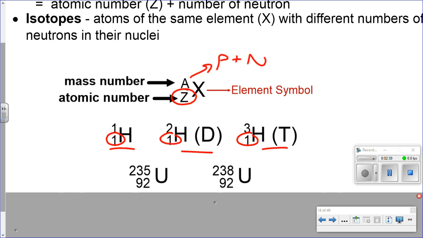So for this one right here, we must have 1 proton and 0 neutrons. For this one, we must have 1 proton and 1 neutron, and 1 plus 1 is 2. For this one, we must have 1 proton and 2 neutrons. Notice the number keeps changing because these are 3 isotopes of hydrogen. How many protons? 1, 1, 1. How many neutrons? 0, 1, 2. How many electrons? Now that's a little bit of a different story.